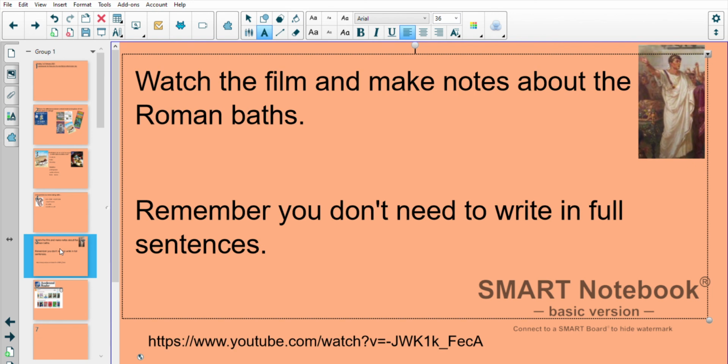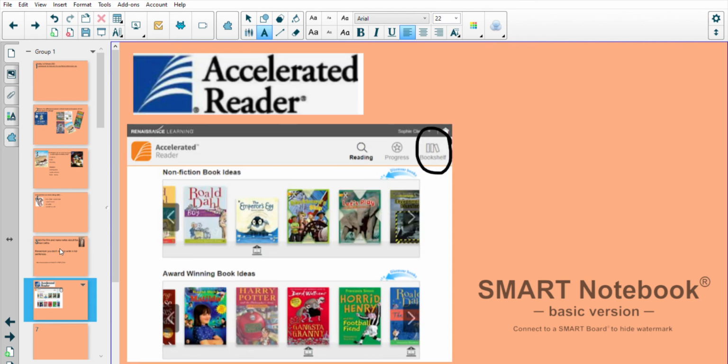And when you finish that, I'd like you to log onto your accelerated reader and just click on bookshelf. Okay, I've put the link in the assignment. And when you click on bookshelf, it will tell you the different books that you've read this year. How many books have you read and quizzed on in January? If it's not too many, maybe you could quiz on a couple of books, or maybe you could have a little read. Okay, Year 3, today your task is to watch the video and make notes on Roman baths.